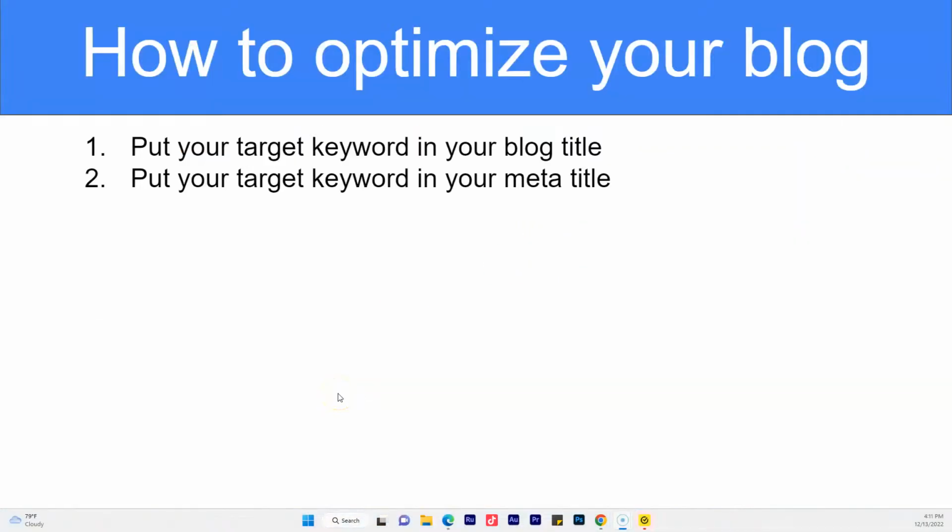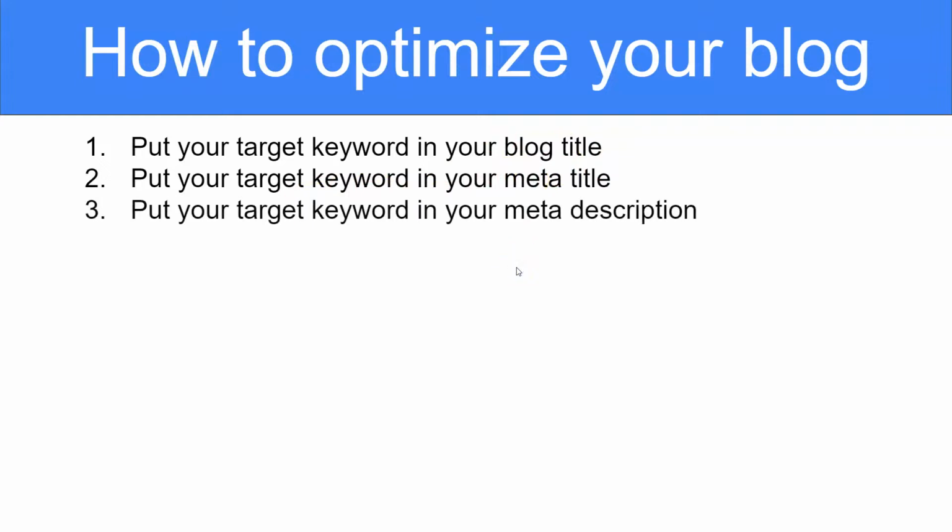All right, family, let's move on to step number 3. We've already did step number 1. We put the keyword in our blog title. We've done step number 2. We'll put the keyword in our meta title. Step number 3 is we want to put our target keyword in our meta description. Let's go ahead and do that.